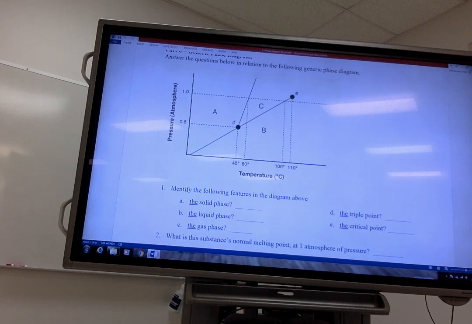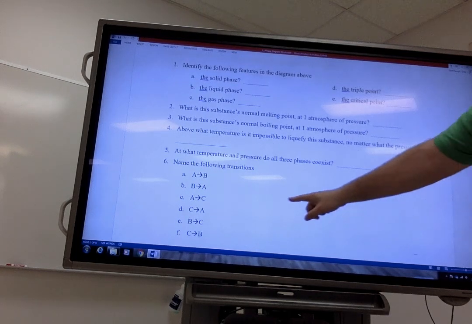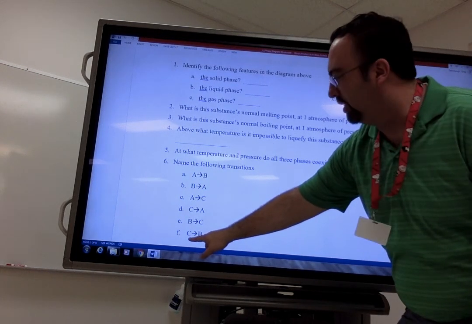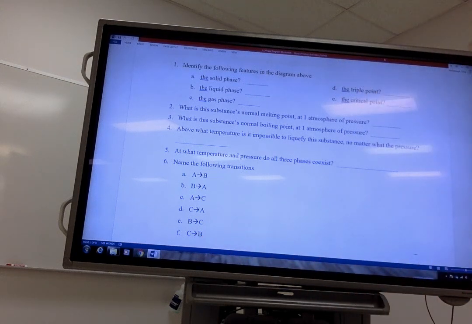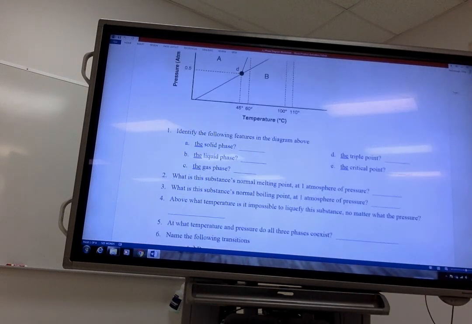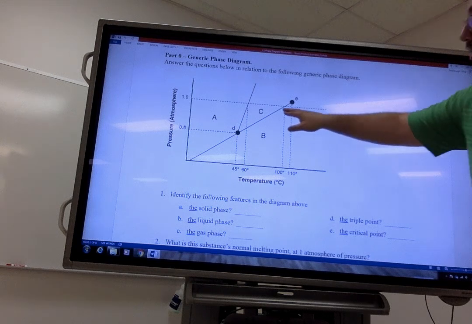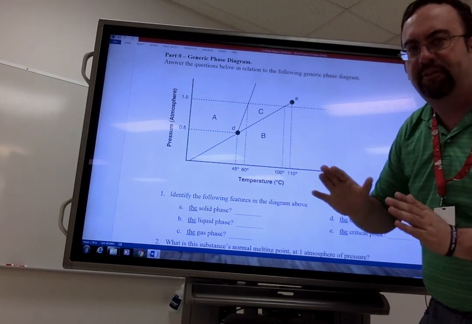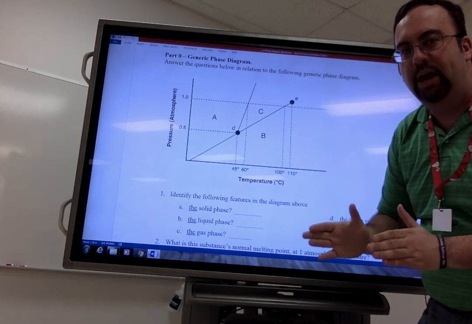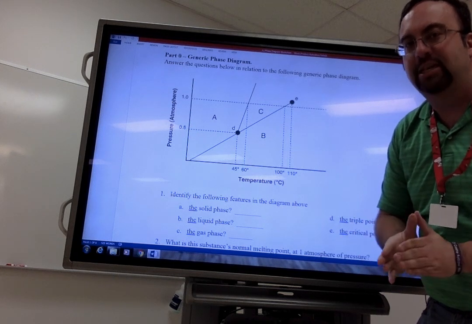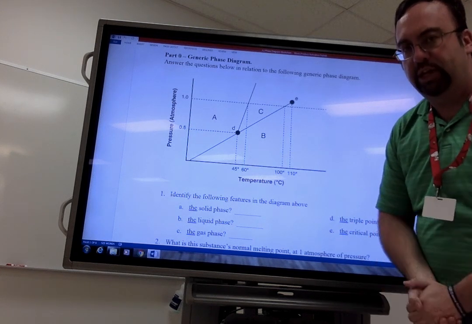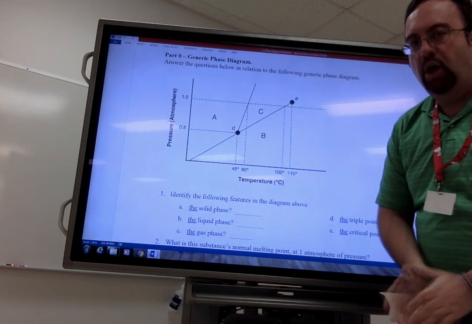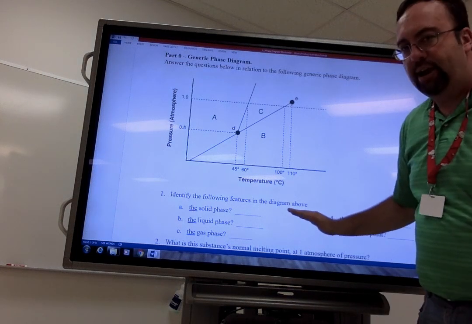Finally, if we look down here, we're going to be looking for the transition between C and B. We come back at our phase diagram. We're starting with a liquid. We're going to go to a gas. And so the phase change that occurs between a liquid and a gas is known as vaporization. And so that would be the answer for that. And so those are the answers then for the front half of the sheet.